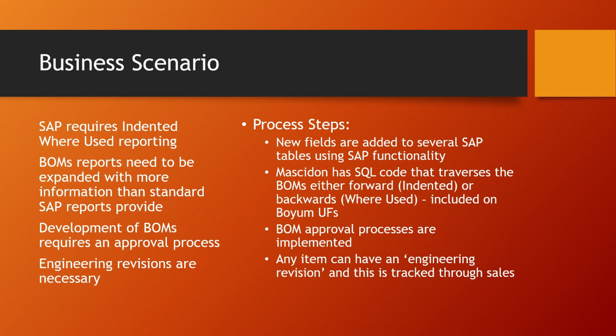And what this function that Mascidon is producing is going to produce a bill of materials indented report and a where used report. And it will allow us to go in and modify the SQL code behind the bill of materials so that we can either look at a forward or backwards indented where used. We also have within the Boyum processes for bill of materials an approval process, and an engineering revision process.